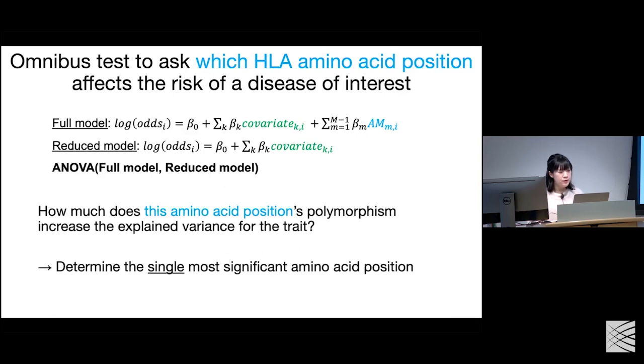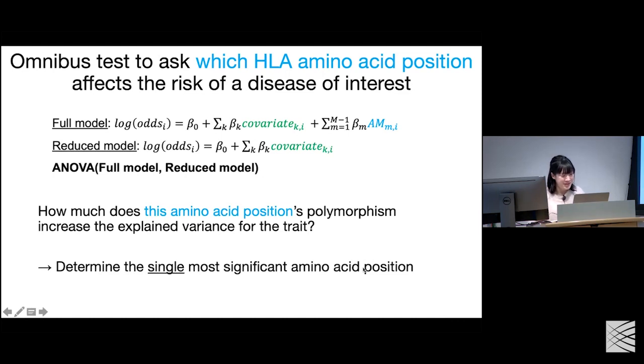We then compare this full model, including the amino acid variation for this position, against the reduced model only accounting for the covariates, but without including the amino acid information. And by performing the ANOVA test or F test, we can ask how much this amino acid position's genetic polymorphism increases the explained variance for the trait of interest and determine the single most significant amino acid position.